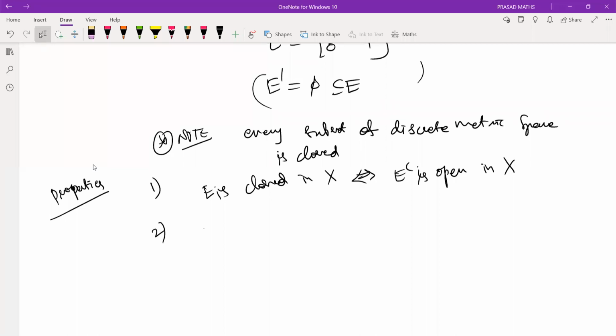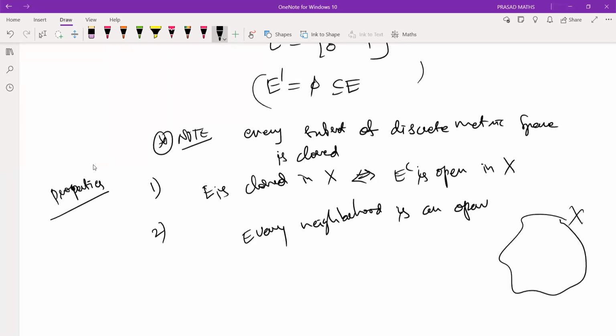Second, any open set. In fact, you need to write this: every neighborhood is also an open set. You take any neighborhood in a metric space, that must be an open set. Right? So this is the statement. Why? Because you give me any metric space. Suppose this is my neighborhood. See, neighborhoods may not be symmetric. It can be any shape according to the metric and space.